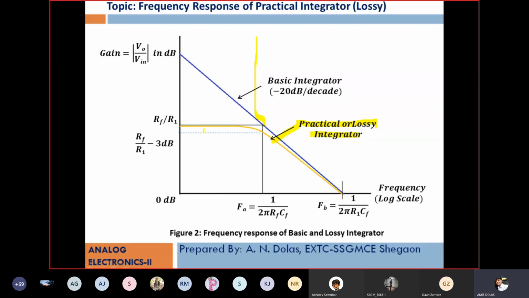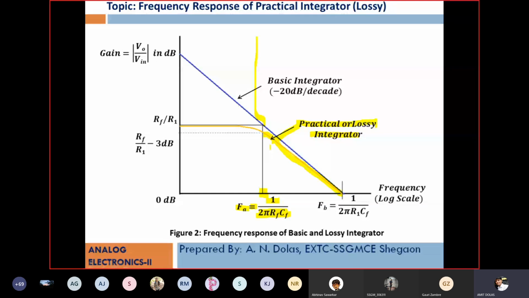So for the practical or lossy integrator, up to frequency FA, which is given by 1 upon 2 pi RFCF. RFCF means both components are in feedback. They decide where to start integration. So where to start integration? By this formula, FA is equal to 1 upon twice pi RFCF. After this, the integration starts and the gain decreases at the rate of minus 20 dB per decade.